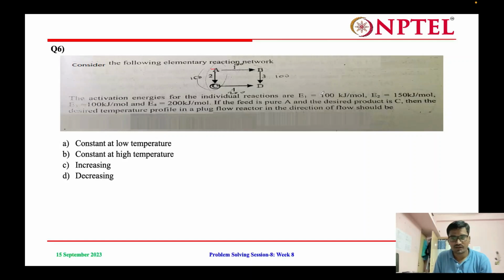So in this question, the reaction network is given and then their activation energies are given. The question is: if the feed is pure and the desired product is C, then what is the desired temperature profile in the plug flow reactor in the direction of the flow? Options given: constant at low temperature, constant at high temperature, increasing and decreasing.